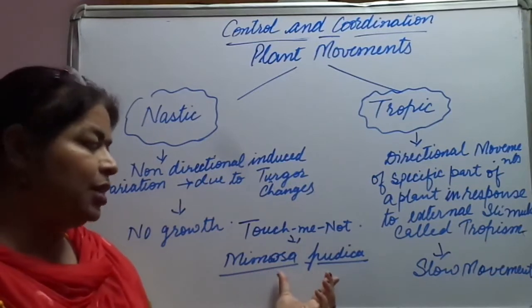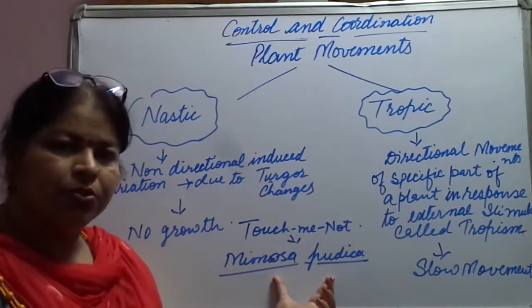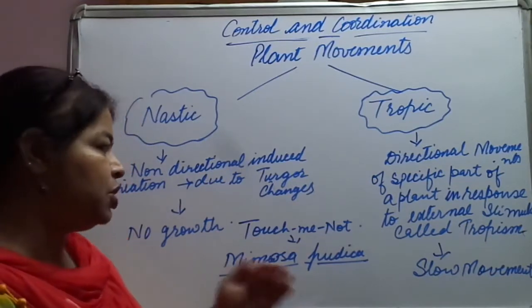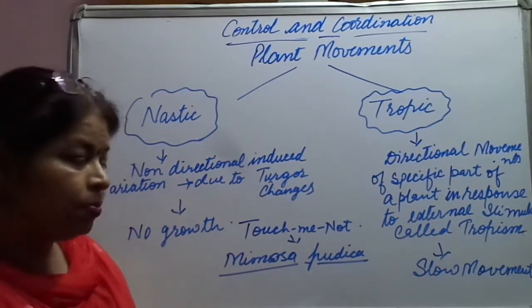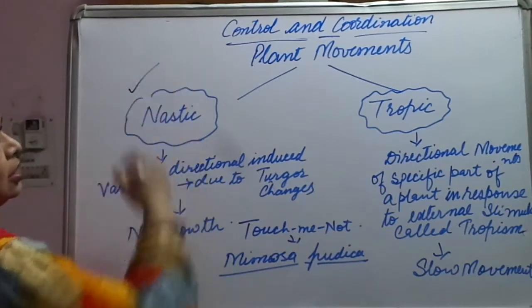In this way we write the scientific name. So what is the scientific name of touch me not plant? It is Mimosa pudica. Okay. So this was about the nastic movements.